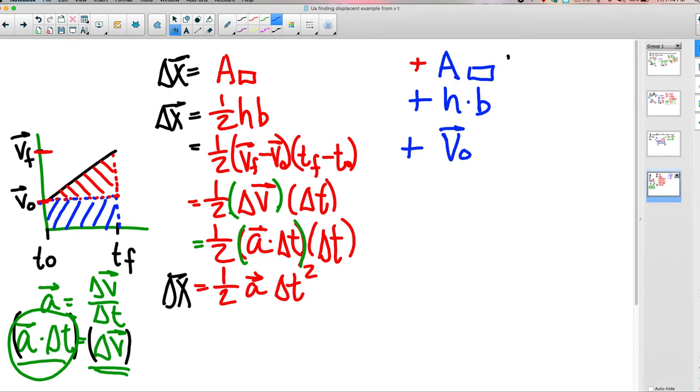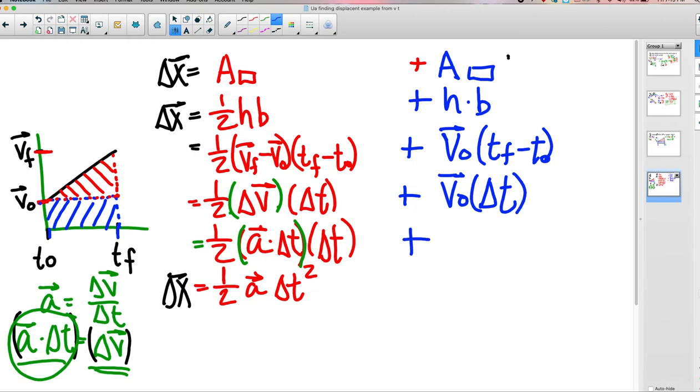And the base of our rectangle is time final minus time 0, or change in time final minus time initial, or time clock reading times 0, which we could then simplify into the velocity at time 0 times the change in time. And we're just going to leave it at that format for the rest of this. Initial velocity times change in time.